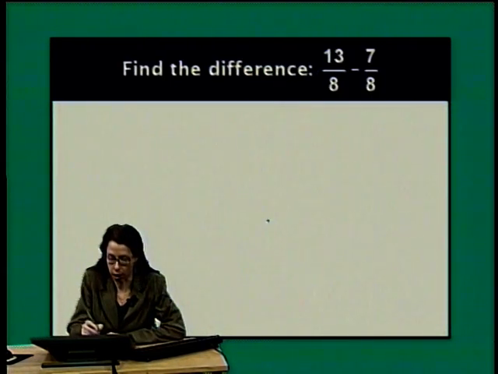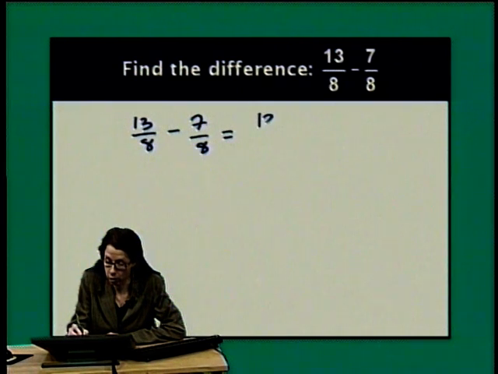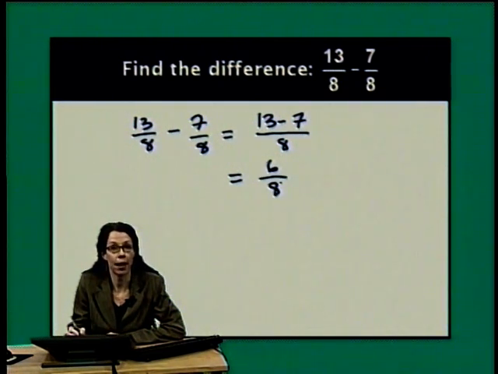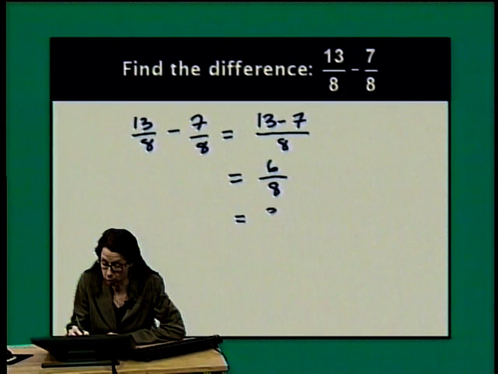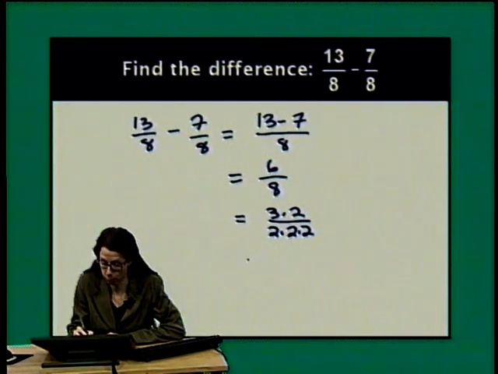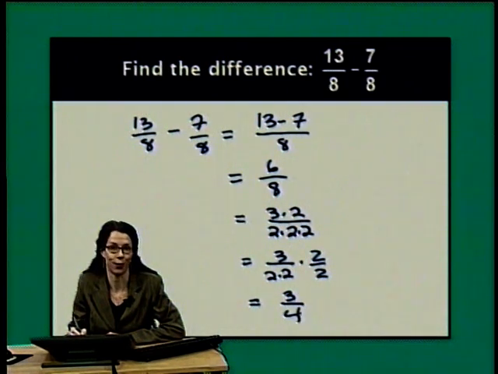Let's do a subtraction problem. 13/8 minus 7/8, we're going to subtract the numerators. 13 minus 7 over 8, that leaves us 6/8. Now when I factor the numerator and denominator, I see that I have a factor of 2 common to the numerator and denominator, which is just 2/2, which is just 1, so this reduces to 3/4.